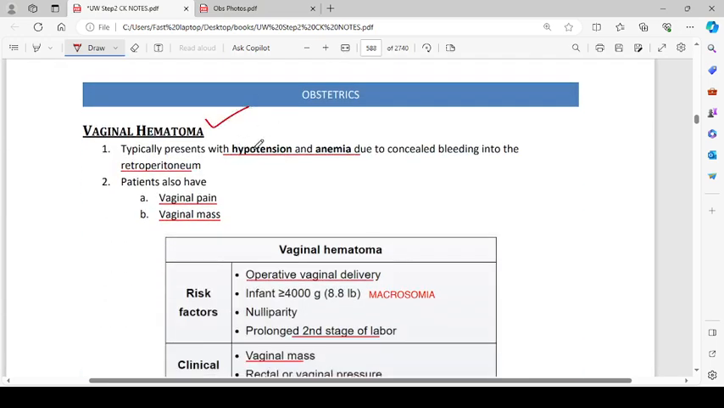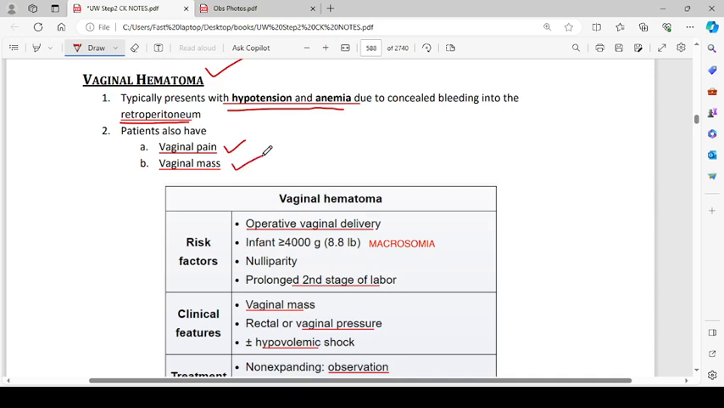Vaginal hematoma typically presents with hypotension and anemia due to concealed bleeding into the retroperitoneum. Patients also have vaginal pain and vaginal mass.